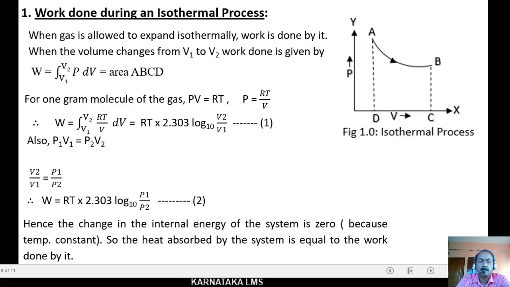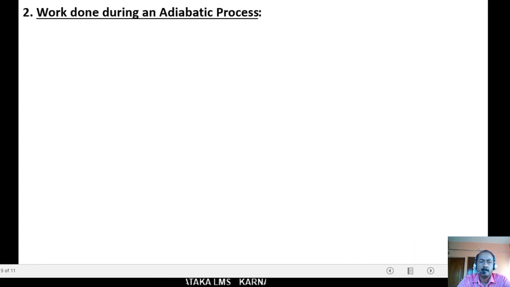Hence, the change in the internal energy of the system is 0. Here, the change in the internal energy of the system is 0 because the temperature remains constant inside the cylinder. So, the heat absorbed by the system is equal to the work done by it. I repeat, the heat absorbed by the system is equal to the work done by it. This is about work done during an isothermal process.